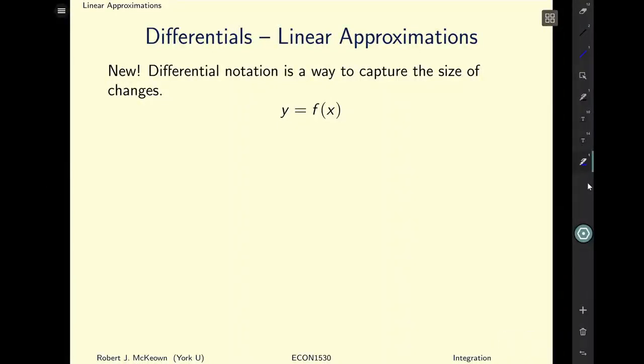Let's take a look at differentials because they can help you see that linear approximations are just a simple application of what you've already learned in Chapter 6 about calculus. So if I take the derivative of this expression, and I'm going to use Leibniz notation, I get dy over dx is equal to f prime of x.